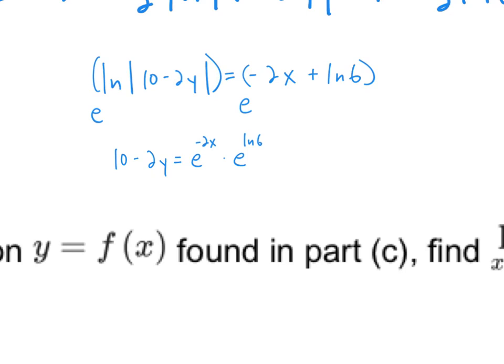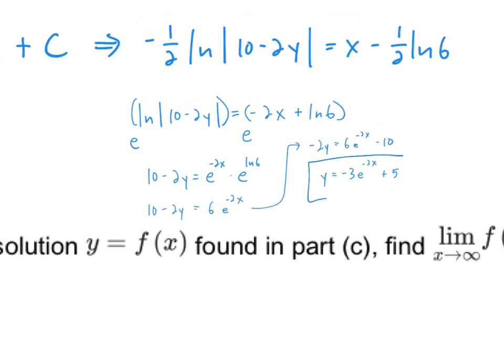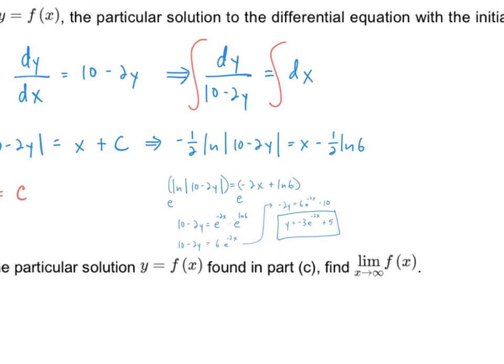So we can rewrite this as 6 e to the negative 2x. And then just start solving that for y. Do that here. So you're like minus 10 to both sides, and then divide both sides by negative 2. Okay, and that's it. So that's the particular solution to this differential equation.